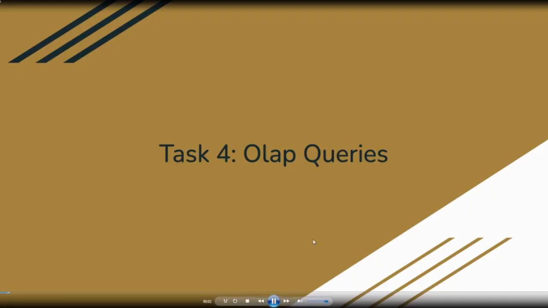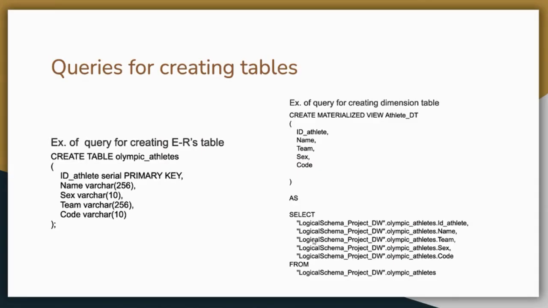The task number 4 is the task about the OLAP queries requested by the project assignment. At first we have written SQL queries for creating the entity relationship tables, and after we have written queries for creating the materialized views, and so the dimension and fact tables regarding the dimensional fact model schema.